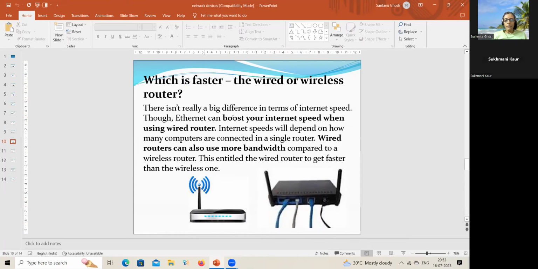Fine. So we say Ethernet can boost your internet speed when using your wired routers. Internet speeds will depend upon how many computers are connected to a single router. Obviously, जितना data उसको भेजना है, if that is too much for him or its capacity is more, in that case, it will be slower until unless its capacity is more. है ना? और अगर कम डेटा होगा तो वो जल्दी जाएगा. As simple as that. So wired routers can also use more bandwidth compared to wireless router.